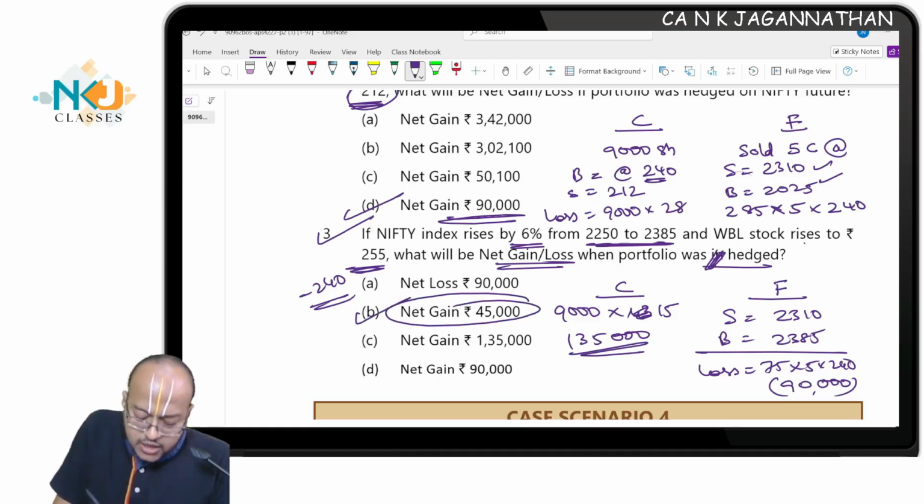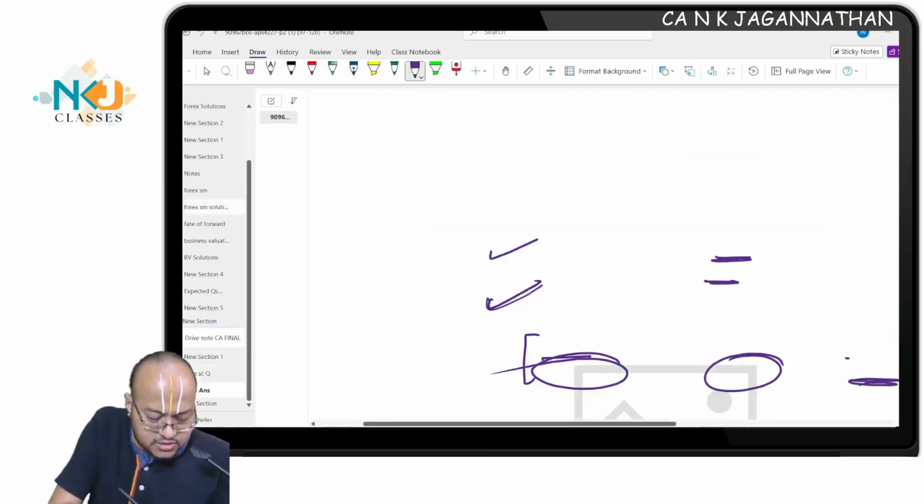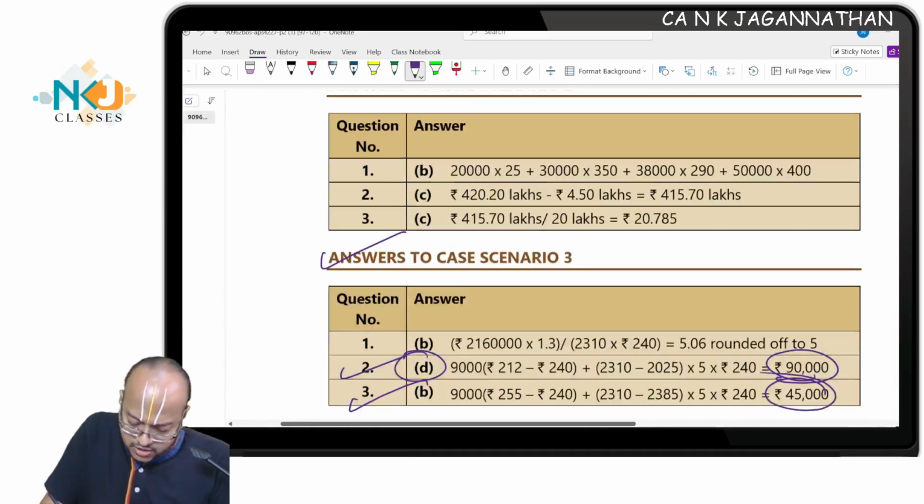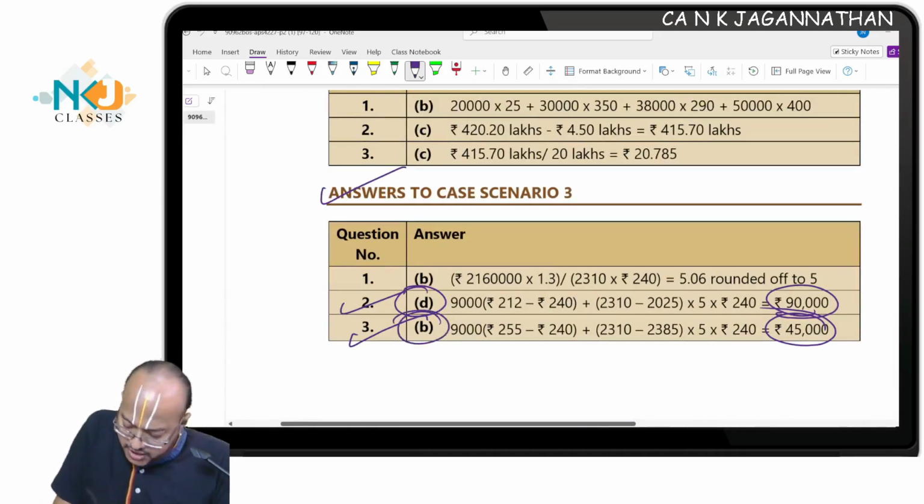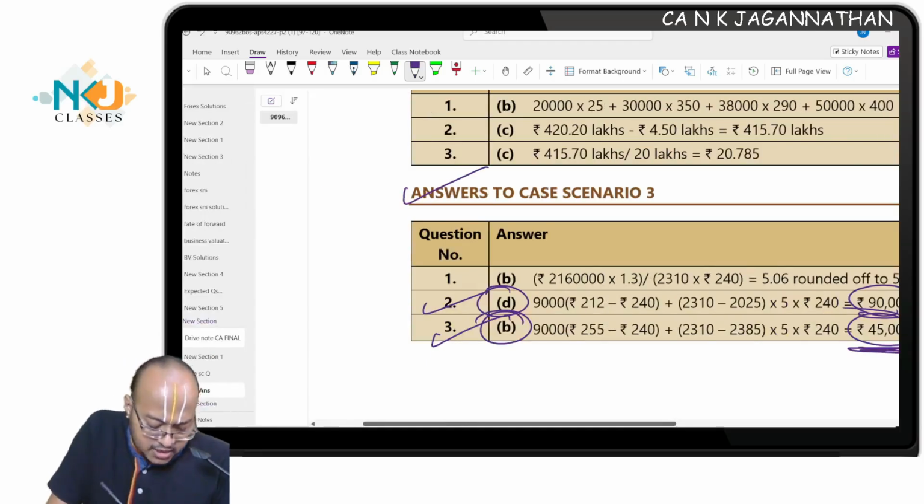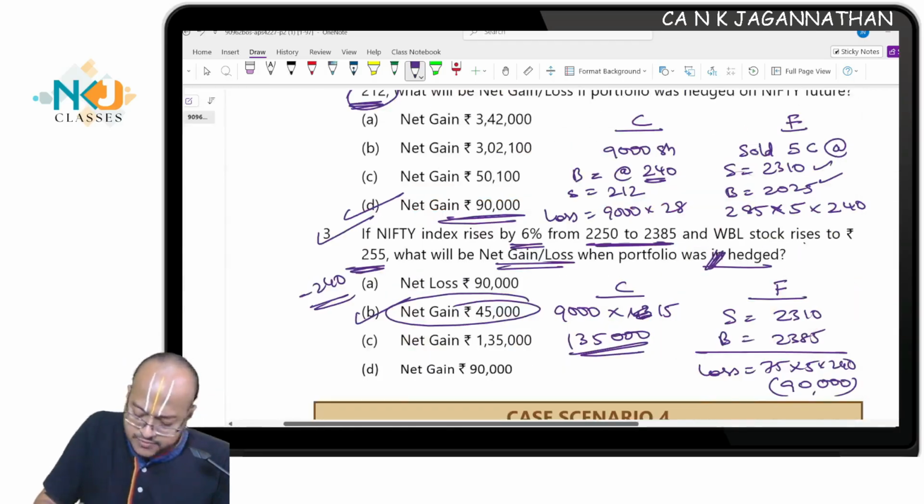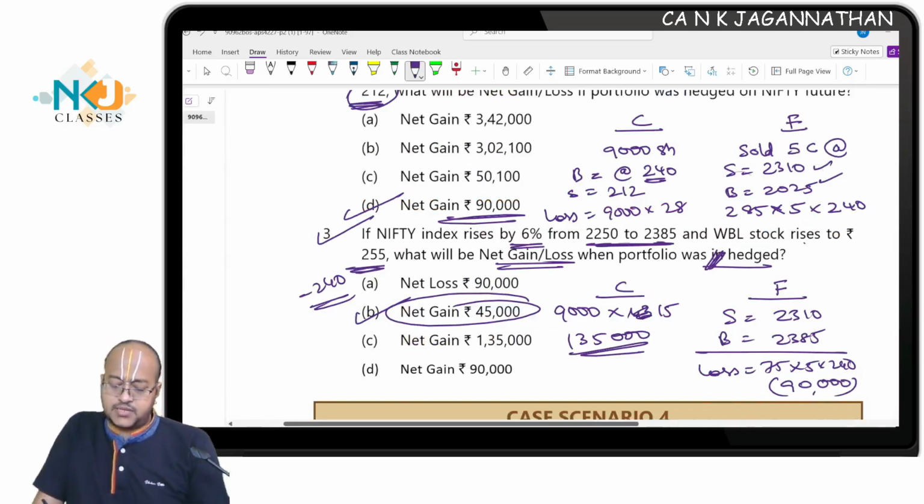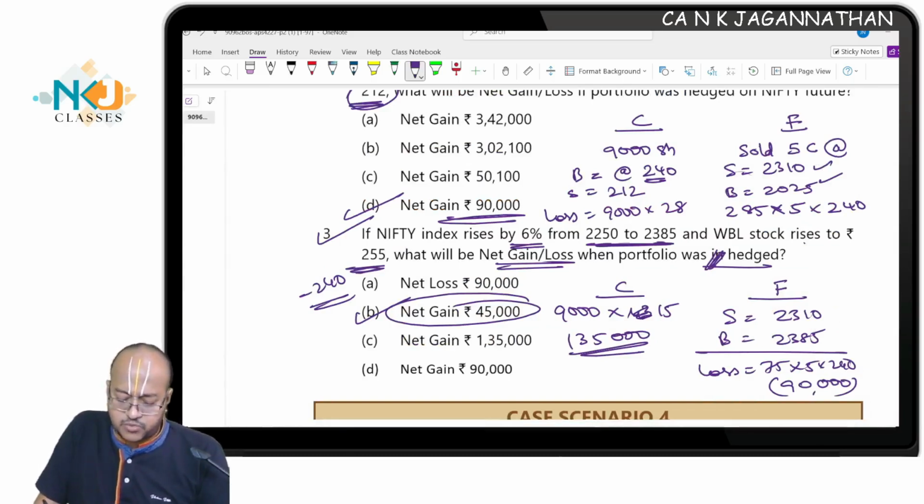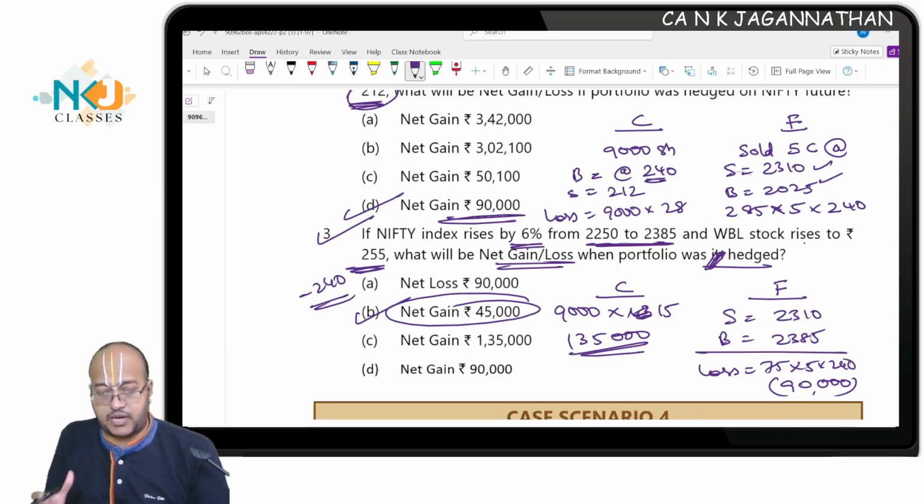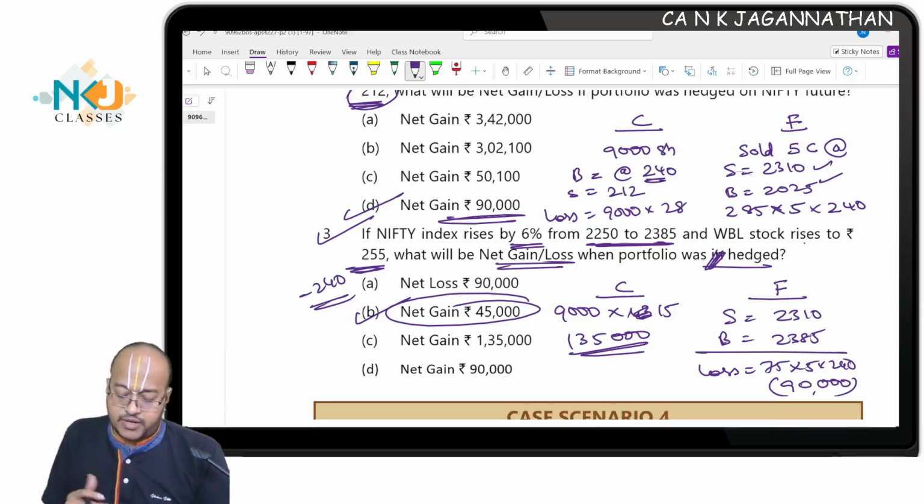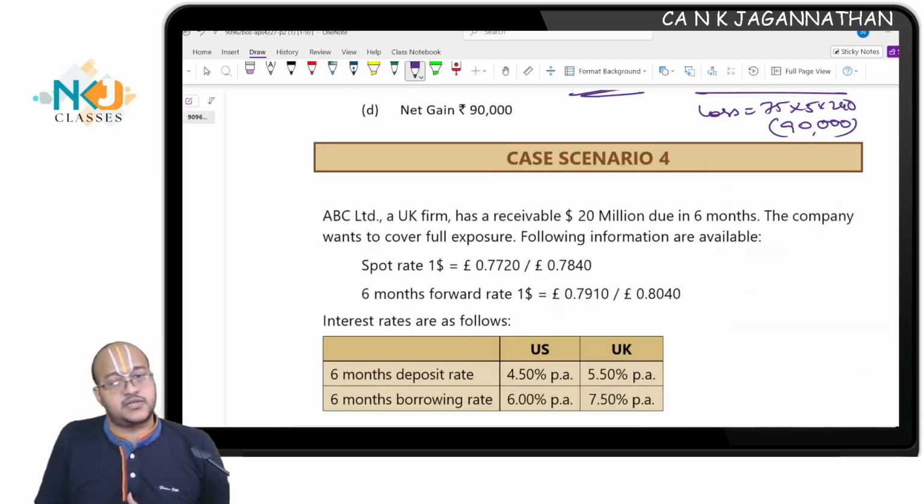Are you all understanding? 3B should be the solution. Let's check it. In case scenario 3, 3B is the solution. 45,000 they have given as the solution, which means when the portfolio was hedged, this is what is to be taken, because if it is unhedged, then we cannot say it as a gain. Anyway, we have to compare the spot and cash market and futures market, and we will take it as hedged. Now, from case scenario 4, we will discuss in the next video. Thank you.